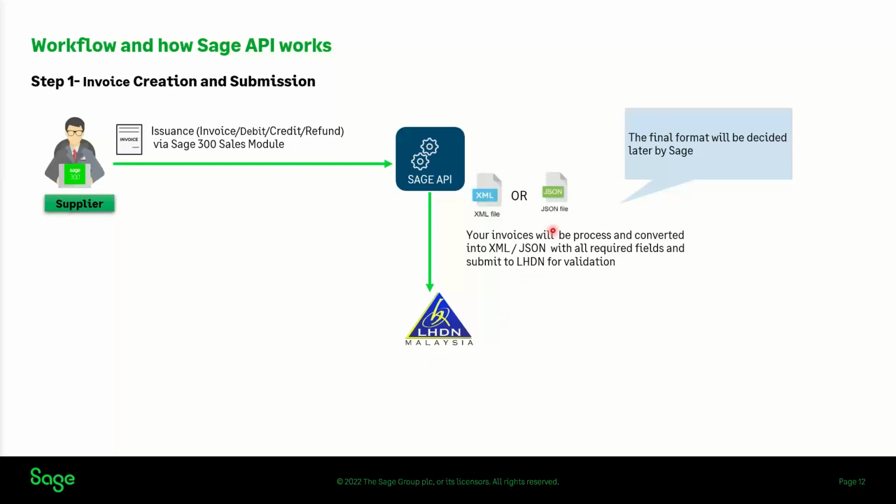Just take note here, the final format will be decided later by Sage, whether we move for XML or JSON. This way you don't have to worry about the file format. As long as the format that we are submitting to LHDN is one of these 2 formats, then we are good to go.